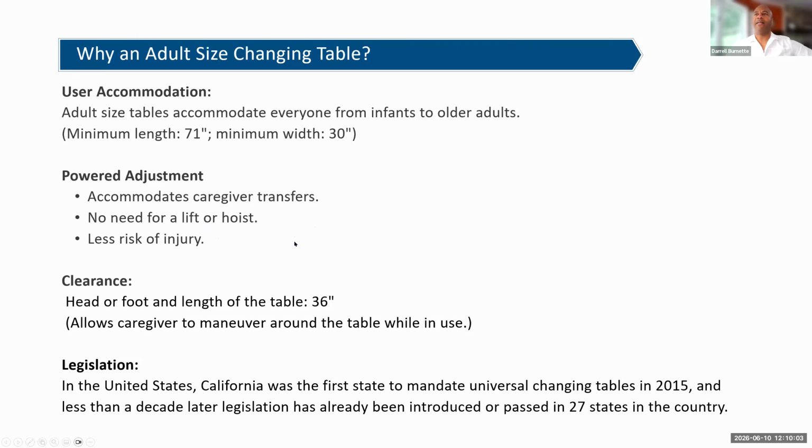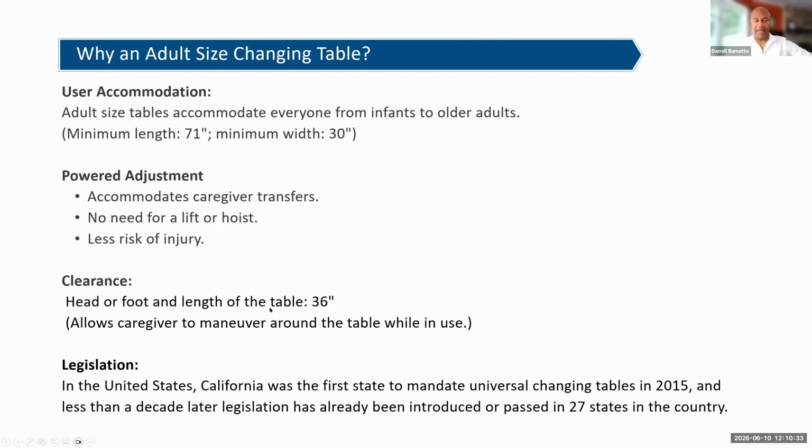So that's where I tell people they're usually in family restrooms, companion care, assistive technology. They're usually going to be about 70 to 71 inches long. I think that gives you around, what is it, 1800 millimeters? I can't remember, I won't convert too much. Most of them are going to be powered adjustment. There are some fixed height. And also you're going to think about the clearance of the head or foot.